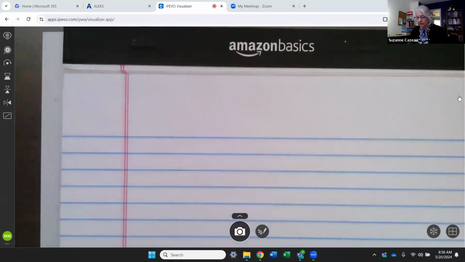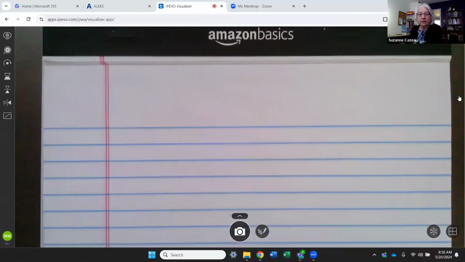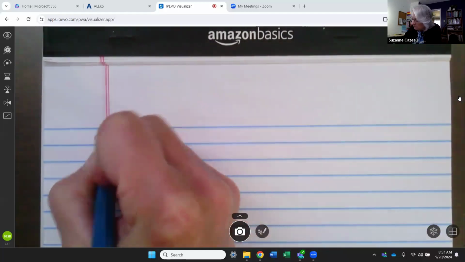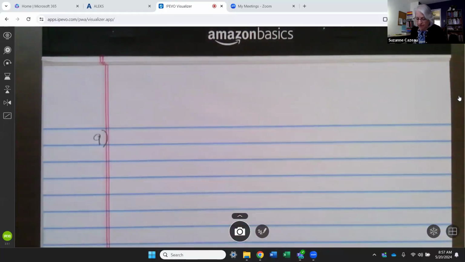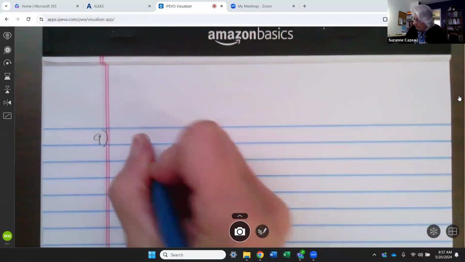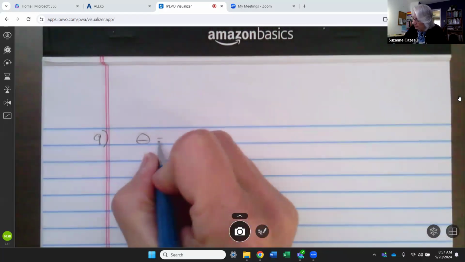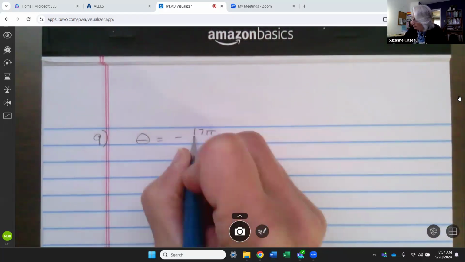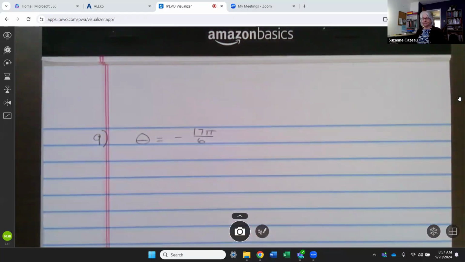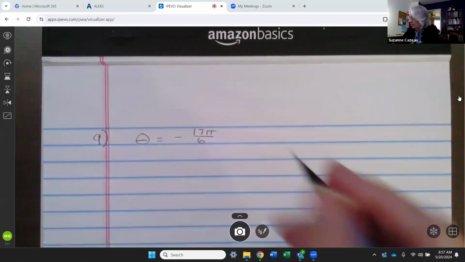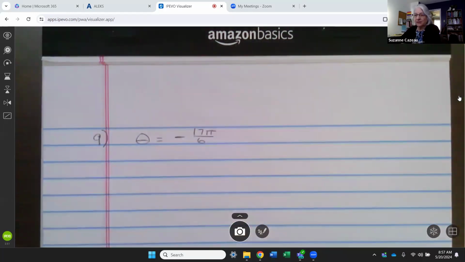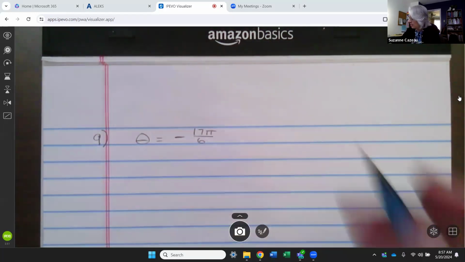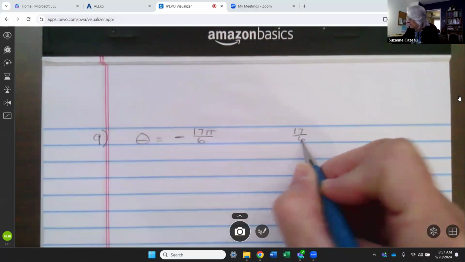So the next one then is number 9. Determine the reference angle for theta equals negative 17 pi over 6. Okay, so the negative in front only tells us which direction we're going around the circle. And I'm going to do the same thing with the 17.